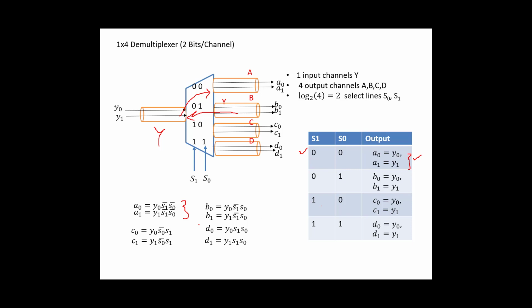Similarly, B0 is connected to Y0 when S0 is true and S1 complement is true, and B1 is connected to Y1 when S0 is true and S1 complement is true, and so on. So in this case we can construct a 1 cross 4 demultiplexer. Similarly, we can have 1 cross 8 demultiplexer, 1 cross 16 demultiplexer, and we can obtain their Boolean expression.